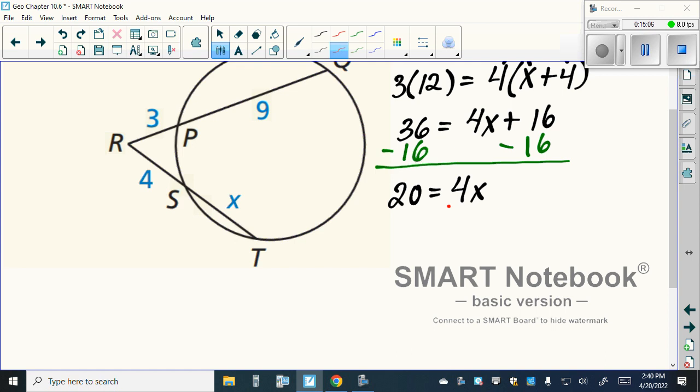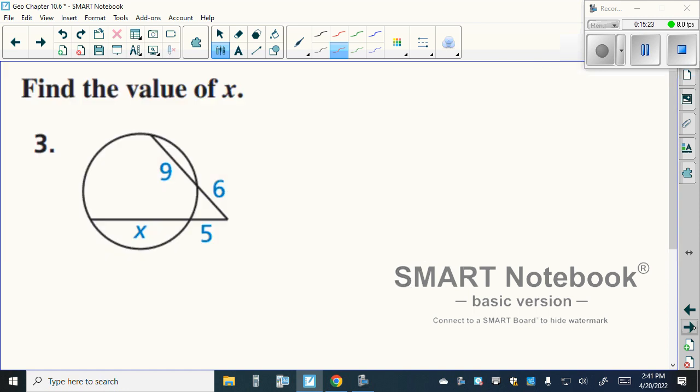Then, divide by 4, which is 5, and that's all we need to do for this here. Do you feel comfortable with this? Okay.